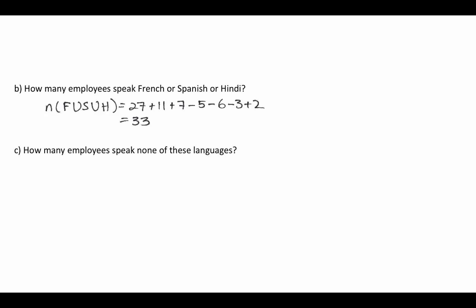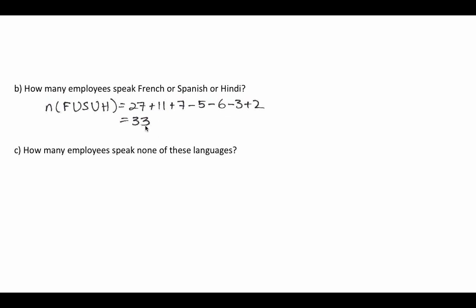And so here it is. The number of people in the union of French and Spanish and Hindi is 27, which was the number of French speakers, and 11, and 7. And then what we do is we subtract off here, double counting, the 5, the 6, and the 3, and then we add in the 2. Because we've removed it 3 times, and it was only there 3 times, so we have to add it back in so that it appears once.